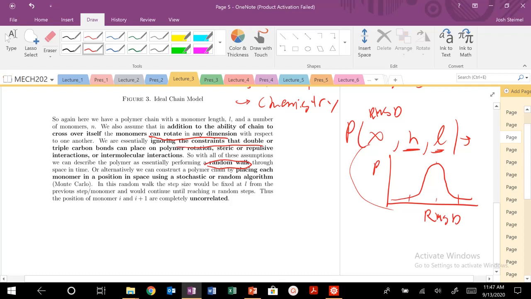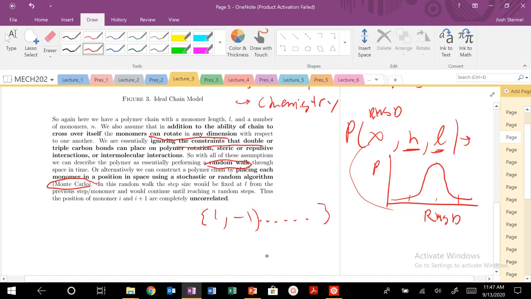So this is very similar to a Monte Carlo simulation technique. What we're going to do is basically generate a random list of numbers, either 1 or negative 1, and this will continue. We're going to sum those up, and that's going to be where we position our monomers. So if it's 1, we're going to take a step to the right. If it's minus 1, we're going to take a step to the left.